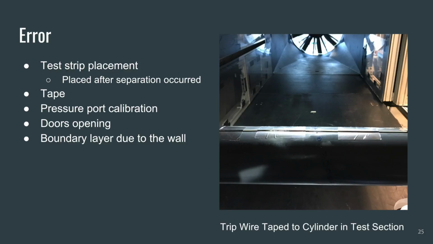Also, doors opening while collecting data had low influence, but they did affect the circulation of flow. It created a gradient in the flux field at the inlet of the wind tunnel. Lastly, the boundary layer due to the wall affected flow visualization.